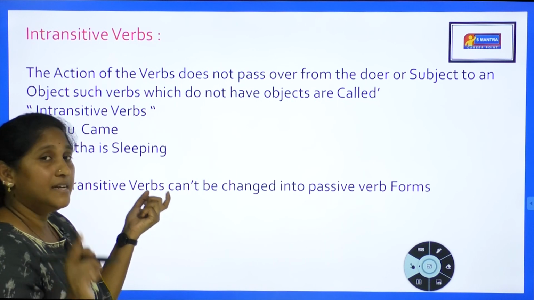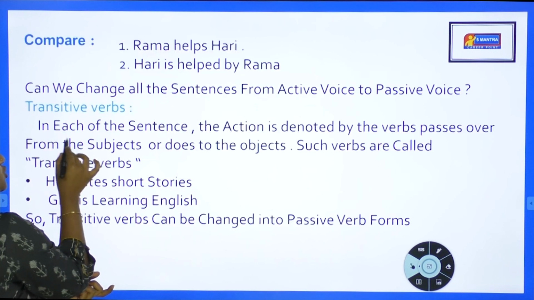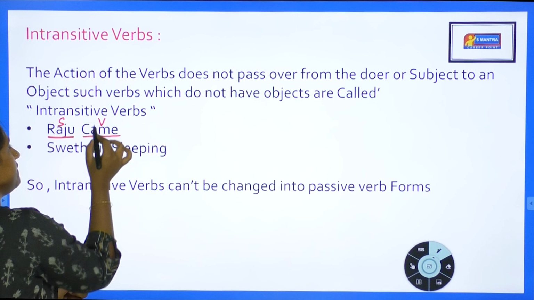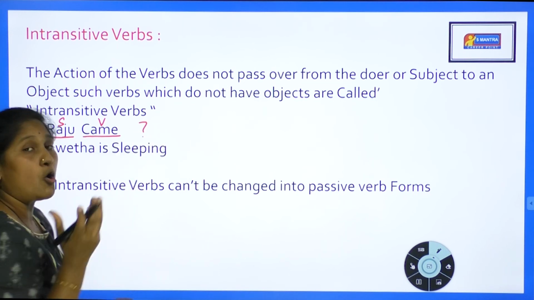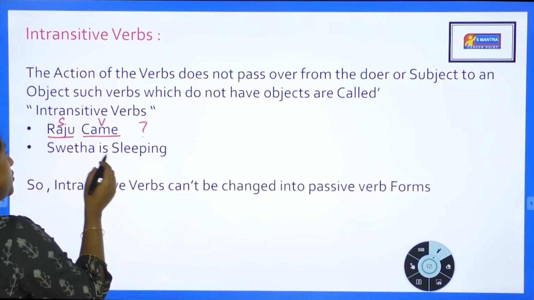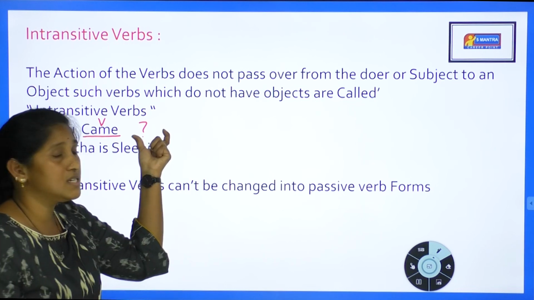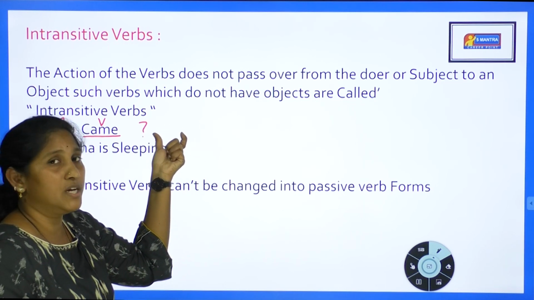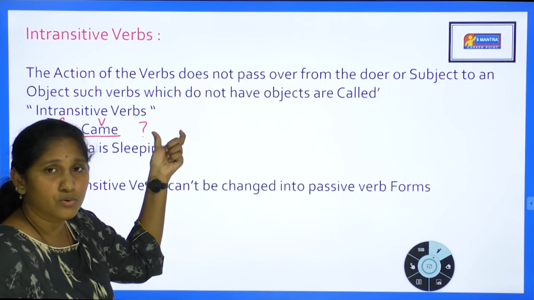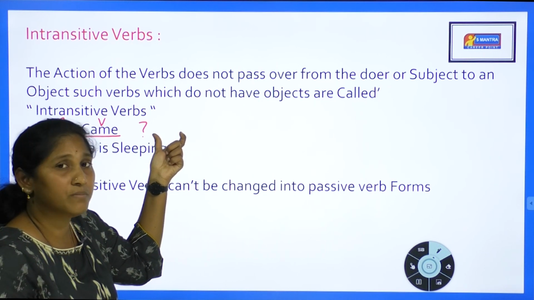intransitive verbs. Intransitive verbs means, if you see the example, Raju came. Okay, we have a subject, we have a verb. What about the object? There is no object in the sentence. So this is an incomplete sentence. There is no information about the object. If we don't know about the object's information, can we make a sentence in passive form?